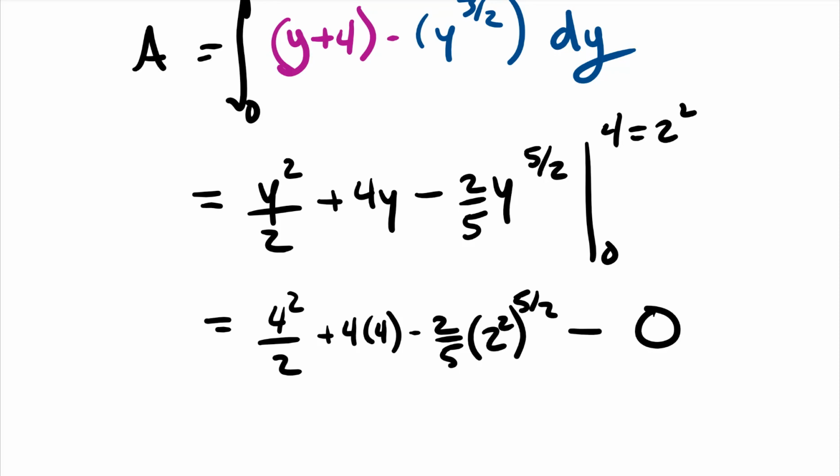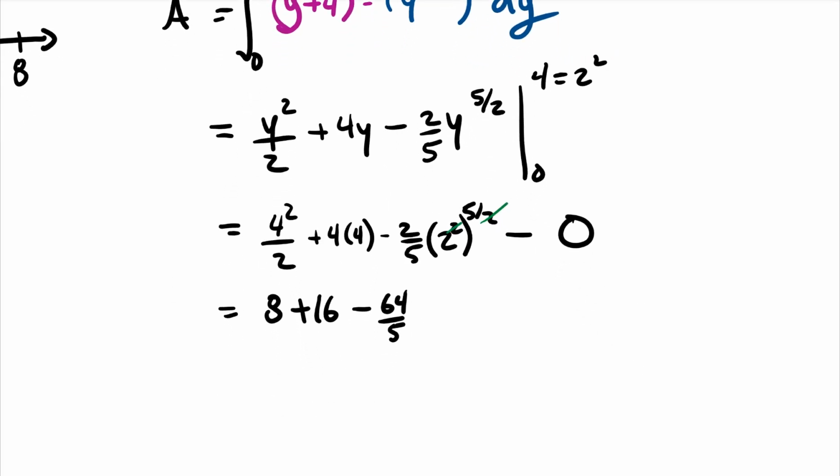Awesome, 0 at the lower bound. So we got 16 divided by 2, that's 8. 4 times 4 is 16. Oh, it's because the 2's just cancel out. And you're going to get 2 to the 5th, which is 32. And 32 times 2 is 64, all over 5. More fractions. Your life is now fractions.